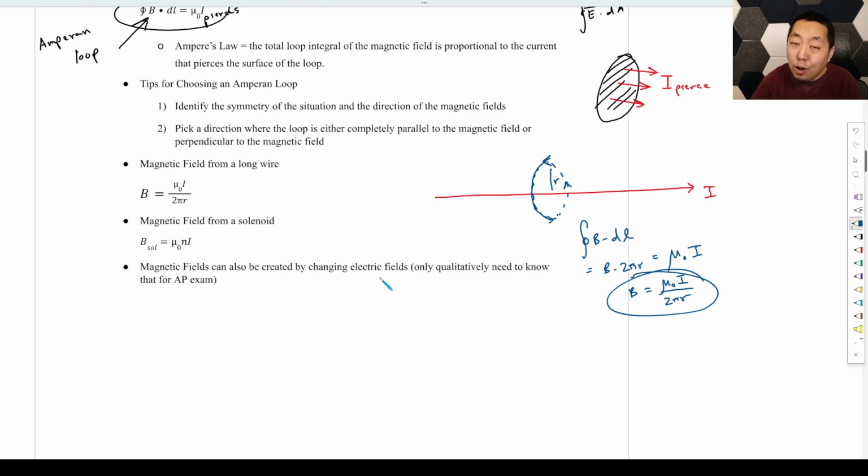Magnetic fields can also be created by changing electric fields. You only have to know this qualitatively. When I was reading the course and exam description, you don't need to know this. I've never seen a question testing on this. This is a more advanced concept, but basically if the electric field is changing, you also can create a magnetic field, but you do not need to know any analytical stuff with that, or compute anything. You just need to know qualitatively that if the electric field varies, it also causes a change.